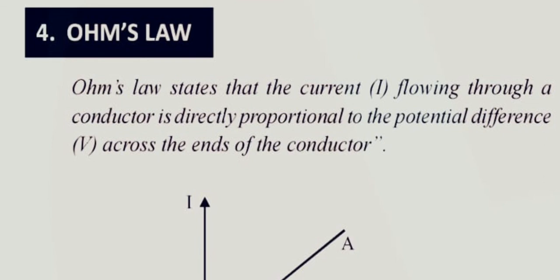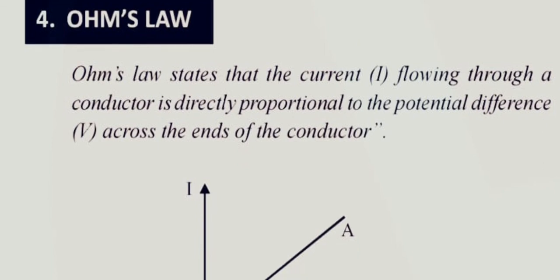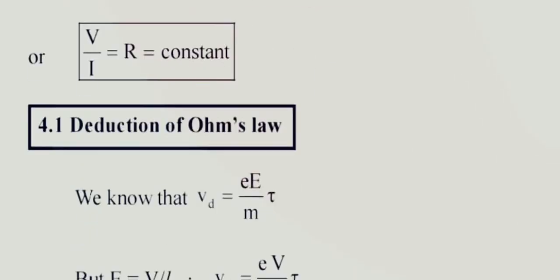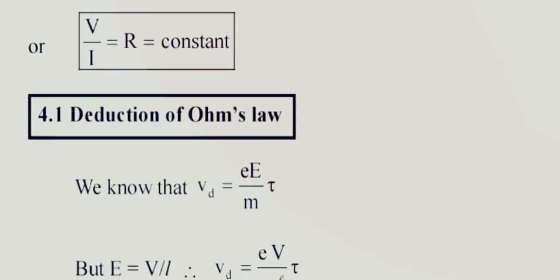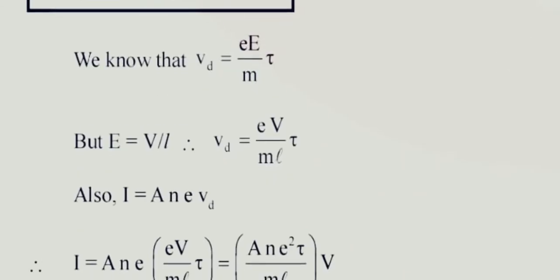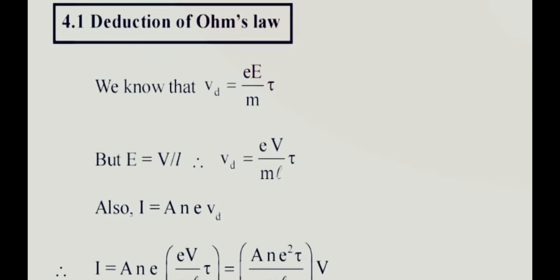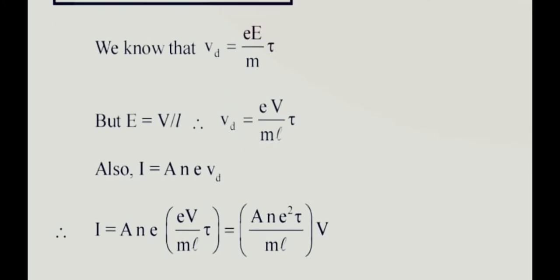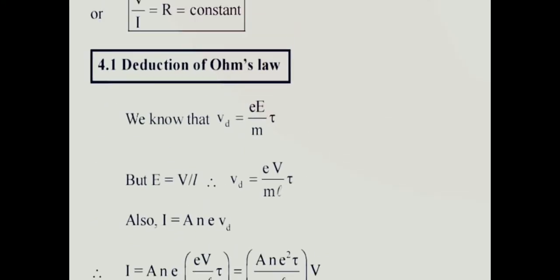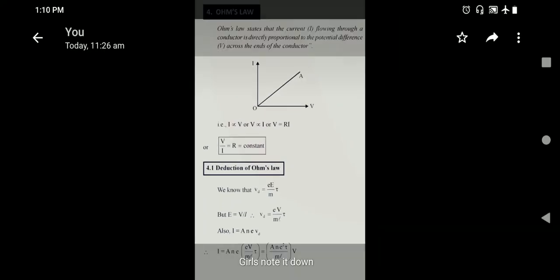Now let me go to the next point, that is this equation: V by I is equal to R, that is constant. When we say R in this equation, it is constant. Now this is the deduction of Ohm's law, which you will have to practice. We know already that we never get anything directly, so we have to deduce and find out from where it has come.